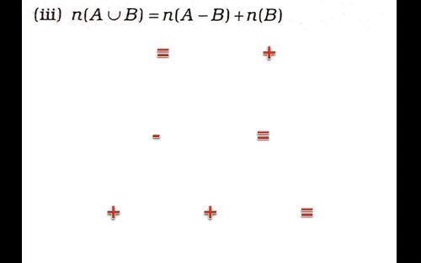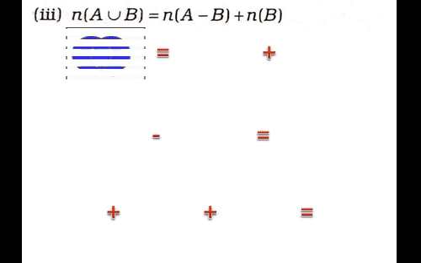Moving ahead with the third cardinal property, that says the cardinal number of A union B is equal to the cardinal number of A minus B plus the cardinal number of B. That means whatever is there in set A excluding B has been added to set B. So in total what do we have? We have the complete union. Let us understand it with the Venn diagram.